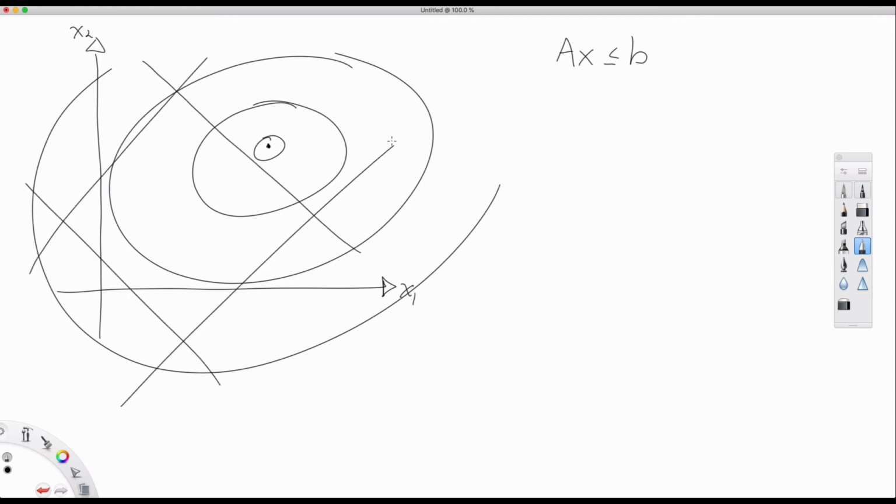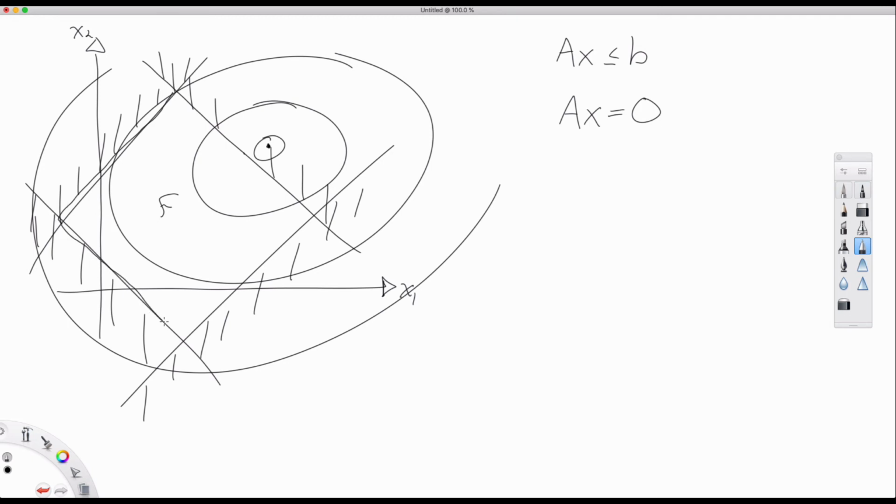Suppose that each one of these lines corresponds to the case where ax equals 0 for one of the 4 constraints. Further, suppose that inside of each of these lines, this polyhedron, that these are the feasible points. And so, therefore, all of the points on the outside, these are infeasible. And the boundary of our feasible domain is no longer just a couple of points or 1 point, but it's an infinite set of points that traces these lines.